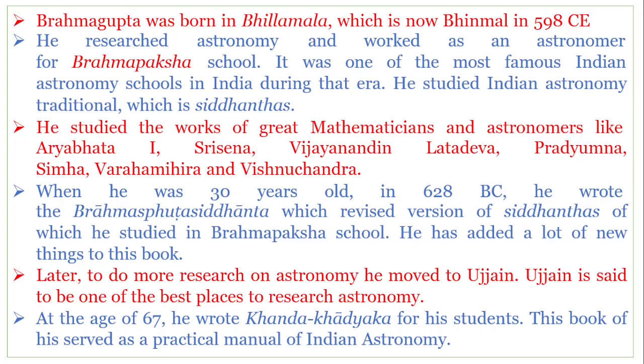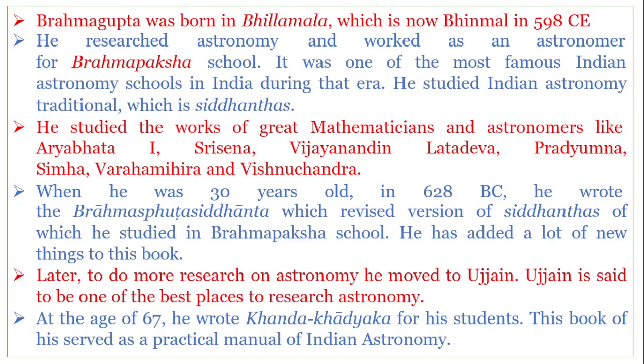He studied the works of his predecessors, Aryabhatta, Sri Sena, and, as you can see over here, Vijayanandin, Latadeva, Pradyumna, Simha, Varaha Mihira. Varaha Mihira is a mathematician about whom we shall discuss in detail in the subsequent slides. When he was 30 years old, he wrote the text called Brahma Sputa Siddhanta, which was a revised version of Siddhantas, which he studied in Brahmapaksha school.